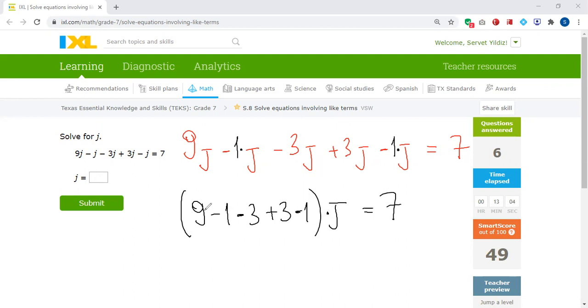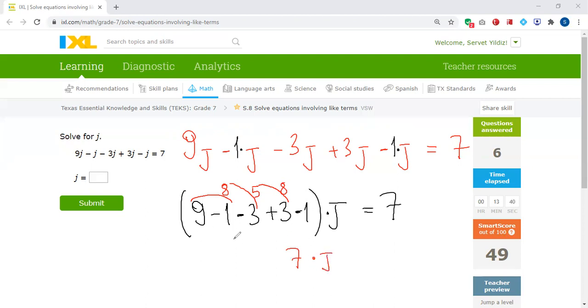Now, we have a series of subtractions and additions here, so we can do those from left to right. What is 9 minus 1? It's 8. And from left to right, 8 minus 3. What's 8 minus 3? It's 5. What's 5 plus 3? It's 8. What's 8 minus 1? It's 7. So that's going to be 7 times j.